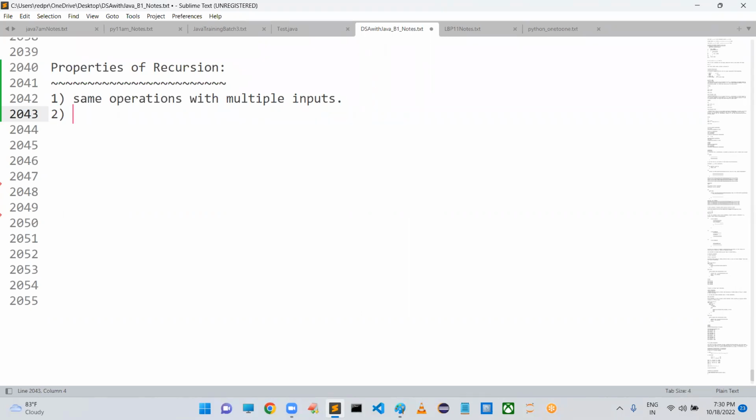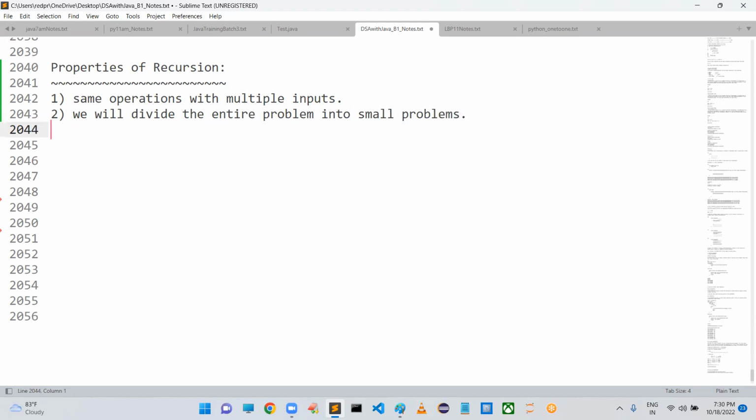If any requirement is there, then you have to choose recursion. Second point: in the case of recursion, we will divide the entire problem into small problems. At the beginning itself we covered this, right?